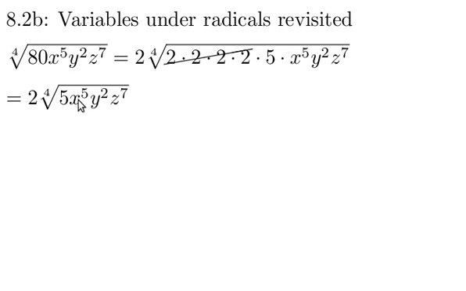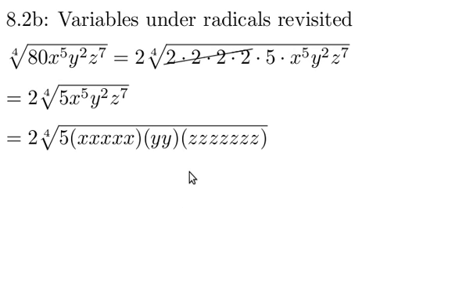I'm going to rewrite this, except instead of putting x to the fifth, I'm going to go ahead and expand that out. So let's go ahead and write it out. You'll see. So this is equal to 2 times the fourth root of 5, and then 1, 2, 3, 4, 5 x's, 2 y's, and 1, 2, 3, 4, 5, 6, 7 z's. Hope that fits on the line. Okay, yeah, we got plenty of room on the line. So let's go ahead and put dots in between them because it'll make it a little bit easier to see them.